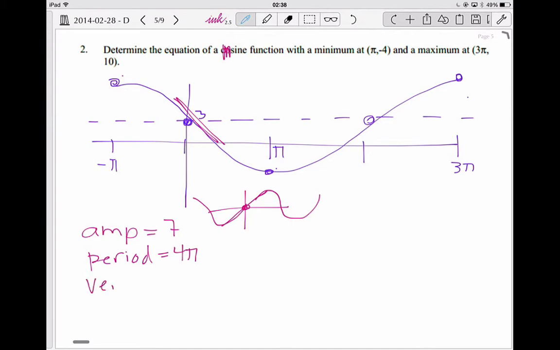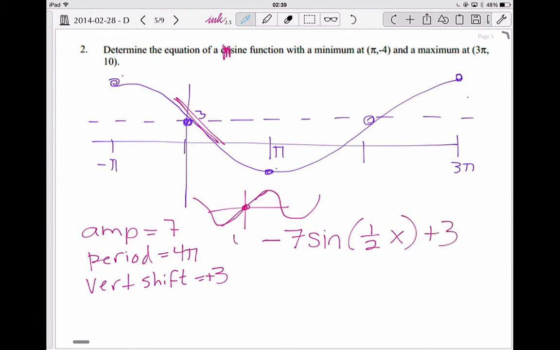And my vertical shift is still up 3. So if I reflect this, I don't need to do any phase shifting at all. So I'm going to have a sine, and reflecting means I need to make it negative 7 sine of 1/2, b is still the same number, of x. I don't have a phase shift at all, so I'm done with that, plus 3. So that's one possible equation.